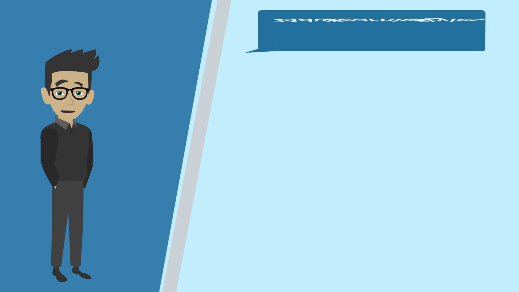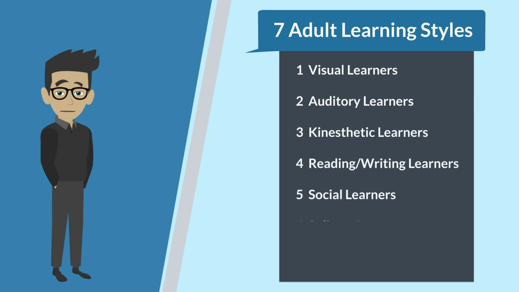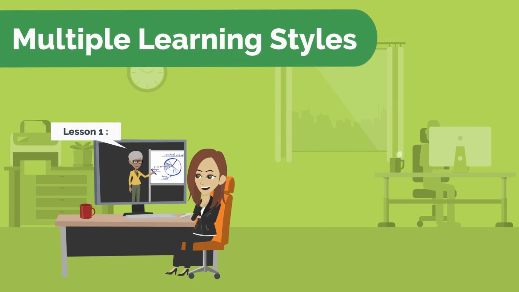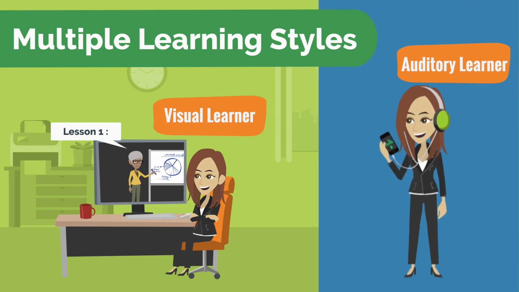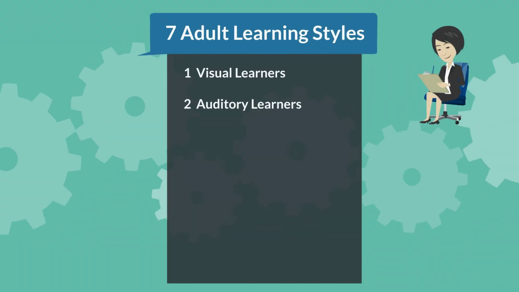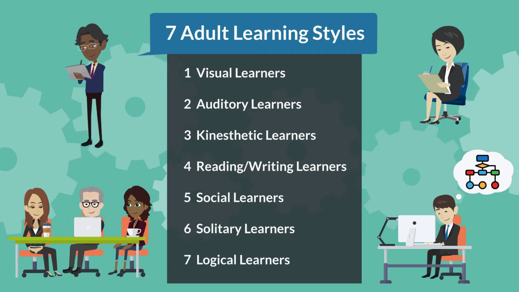Let's review. Here are the 7 adult learning styles. Visual learners, auditory learners, kinesthetic learners, reading and writing learners, social learners, solitary learners, and logical and mathematical learners. It's important to note that individuals may have a combination of preferred learning styles for different situations. For example, someone might be a visual learner when it comes to learning a new business process, but an auditory learner when it comes to learning a new language. By using a combination of learning styles, you can design and implement effective learning experiences that cater to your learners' needs and preferences, and ultimately promote better learning outcomes.